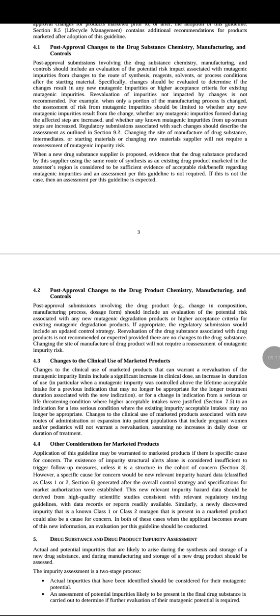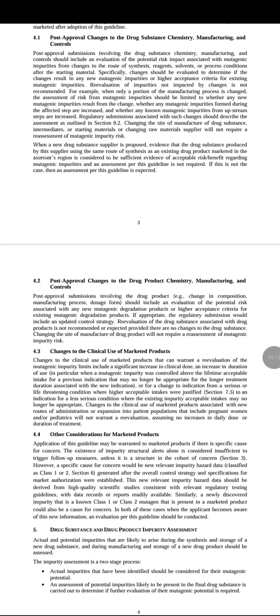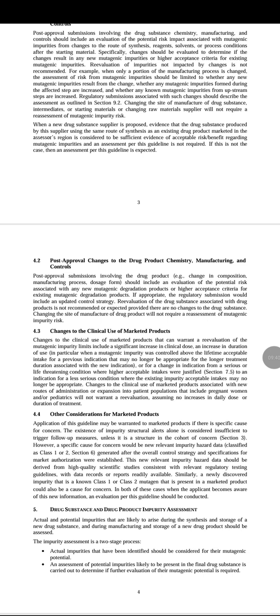Post-approval submissions involving the drug substance chemistry, manufacturing, and controls should include the evaluation of potential impact associated with mutagenic impurities from changes to the route of synthesis, reagents, solvents, and process conditions after the starting material, and specifically changes should meet certain criteria for existing mutagenic impurities. Re-evaluation of impurities not impacted by changes is not recommended.